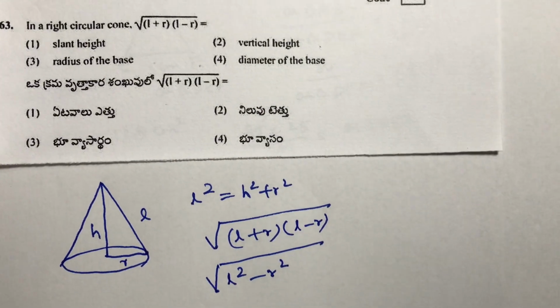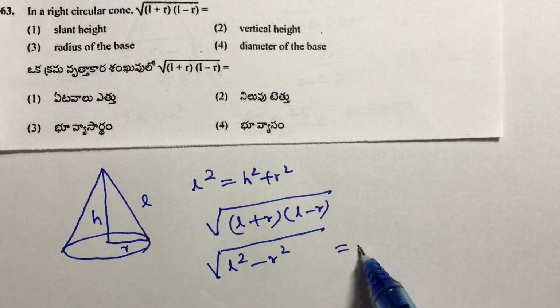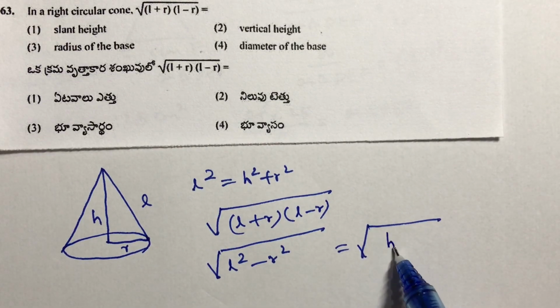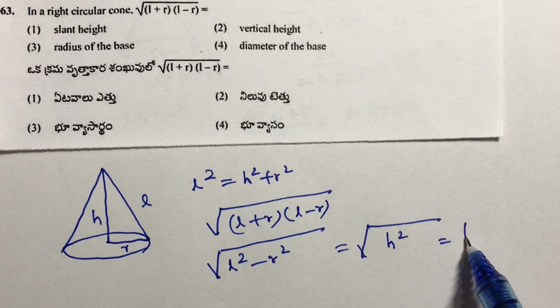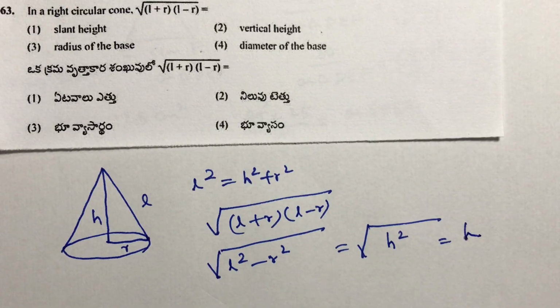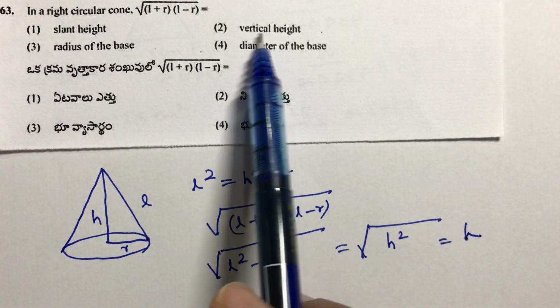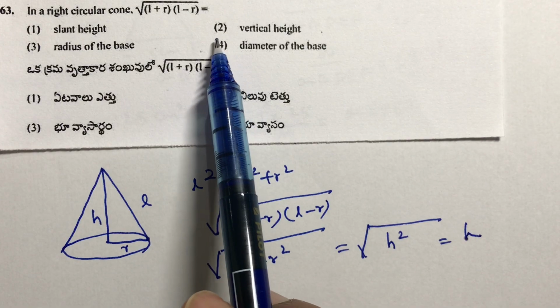So L square minus r square is nothing but h square. So root of h square is height. So vertical height is the correct option. 2 is the correct answer.